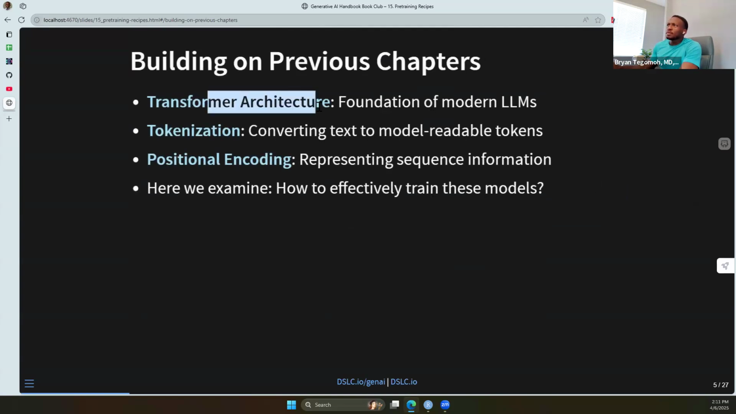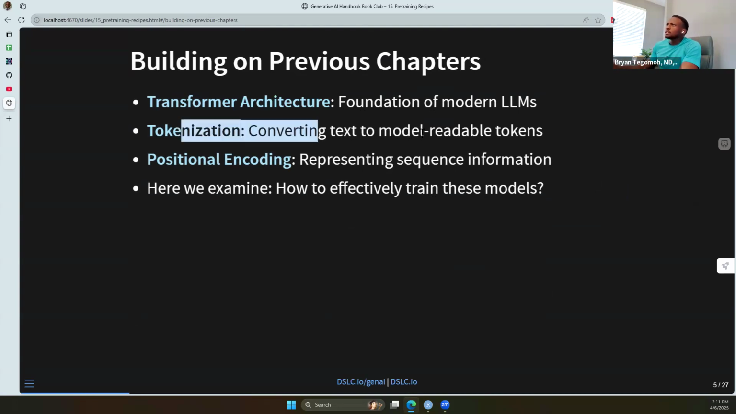So we discussed the transformer architecture. We showed a slide with an image in the previous presentation of foundational LLMs. We spoke about tokenization, this whole concept of turning text into machine-readable tokens, almost like converting those texts into numerical values that a computer can easily understand.